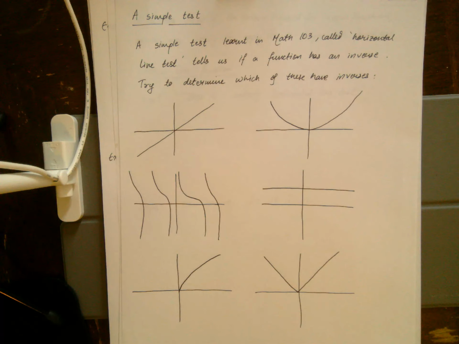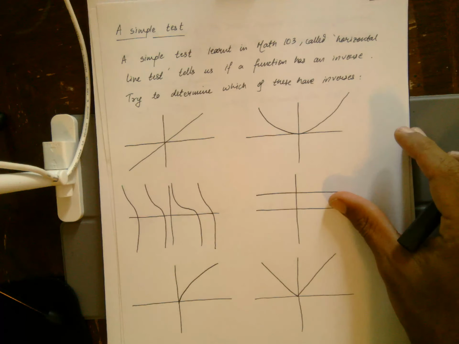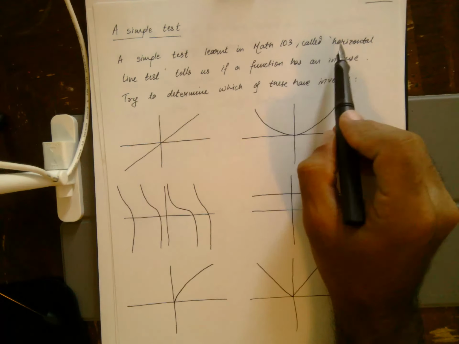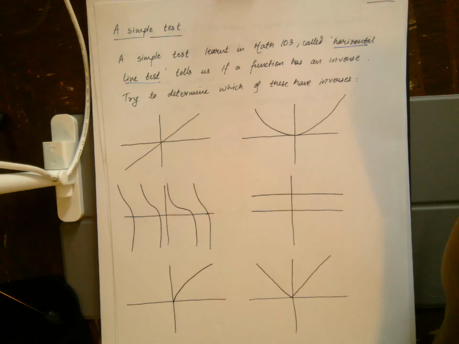Now again, these are some things that you covered in Math 103. We're going to go over them quickly. There's a very simple test, which has a name as well, the horizontal line test. It tells us if a function has an inverse or not.